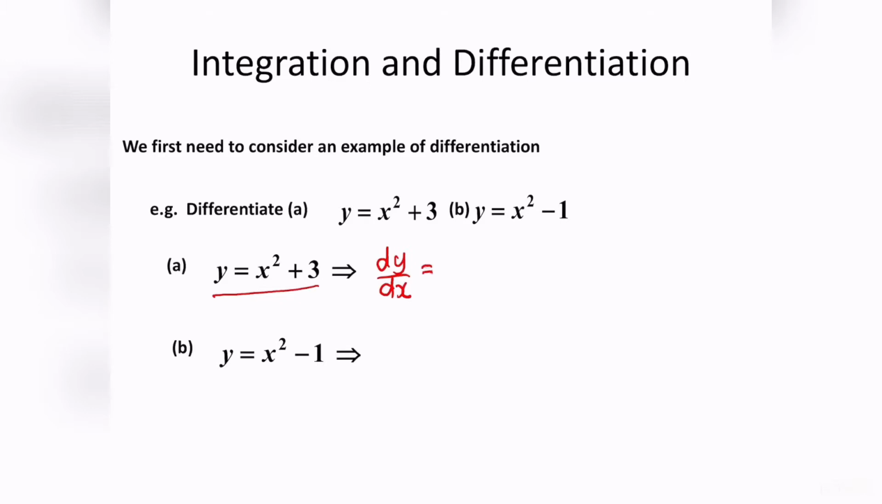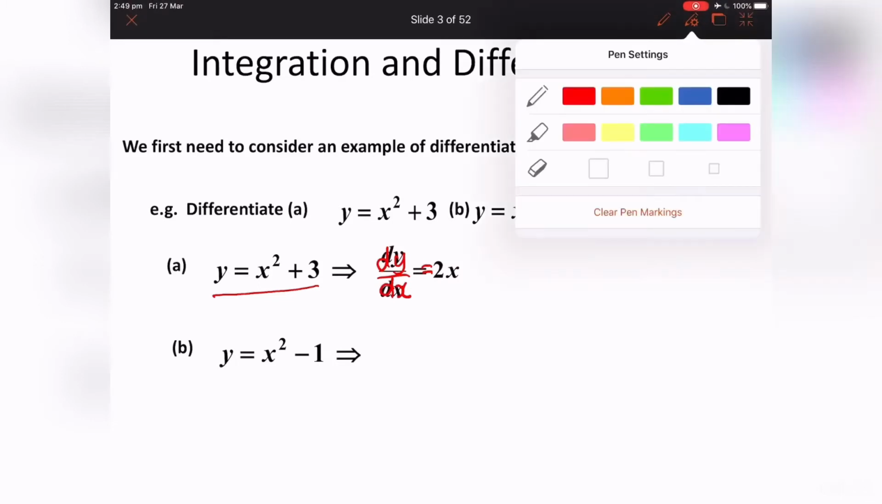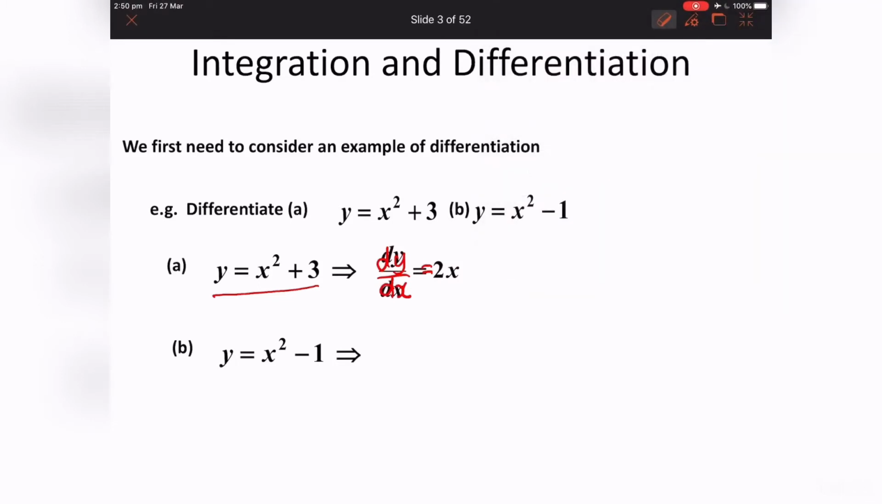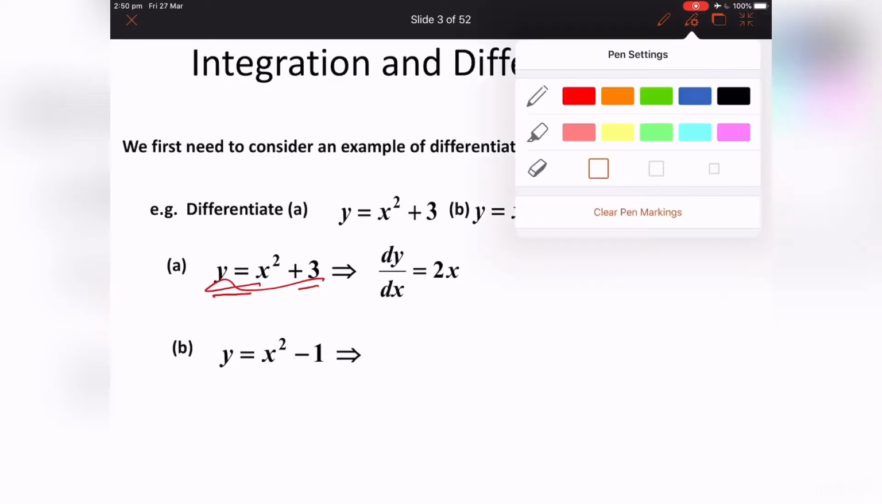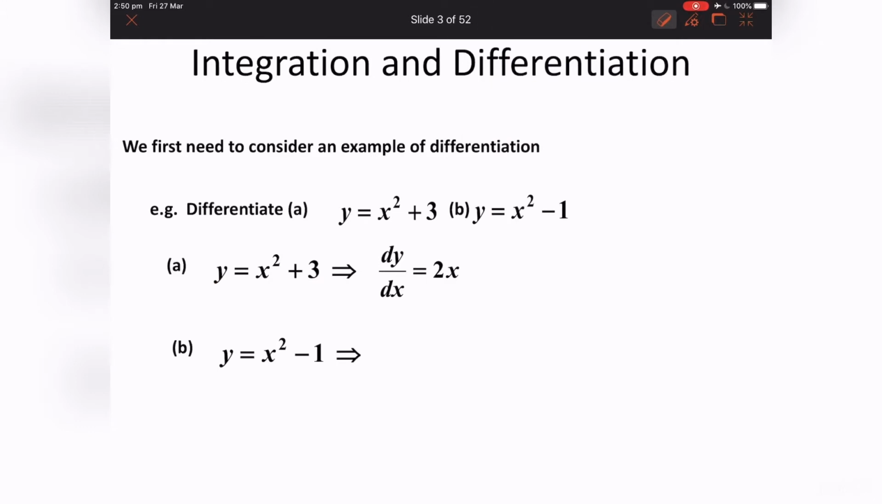The power here in this question is 2. Therefore, what we need to do is multiply by the power. So we put the power 2 and x, and we take 1 from the power. So x squared take away 1 is x. So the derivative for it is 2x.